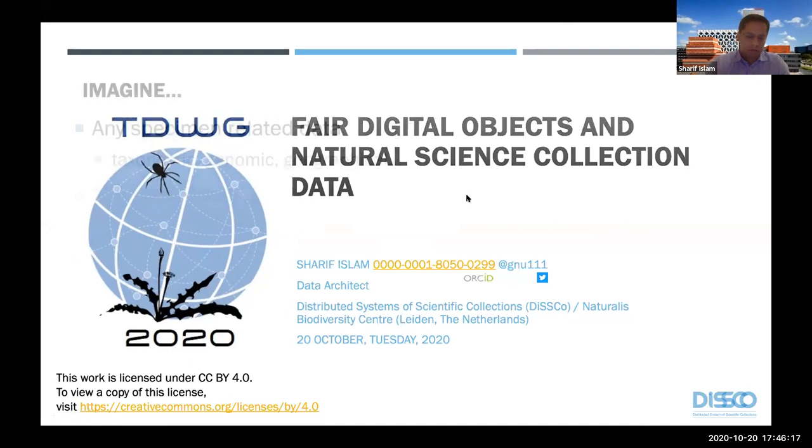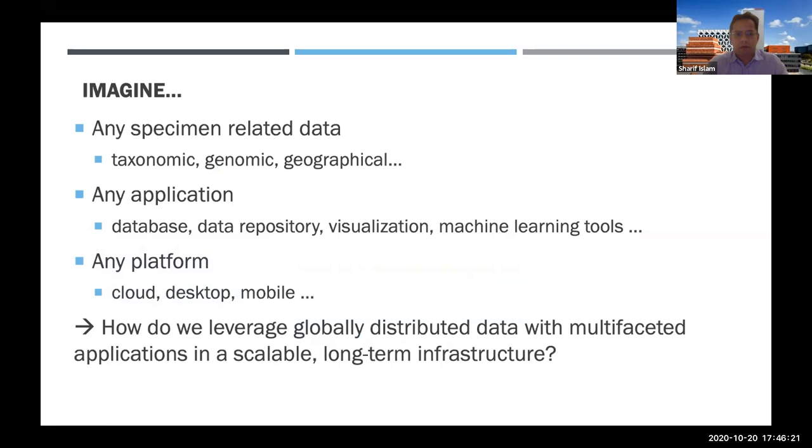So imagine you're working with any type of specimen-related data, taxonomic, genomic, geographical, in any application. It could be a database, repository, or machine learning tool, on any platform like cloud, desktop, mobile, or any other new platforms that we come up with. We already do this in a variety of different ways. But how can we leverage all the globally distributed data and the applications in a scalable fashion? To support this, we need a long-term vision for the infrastructure behind this data, specifically for the specimens and collections and the workflow related to that. This is one of the visions that DISCO is working towards.